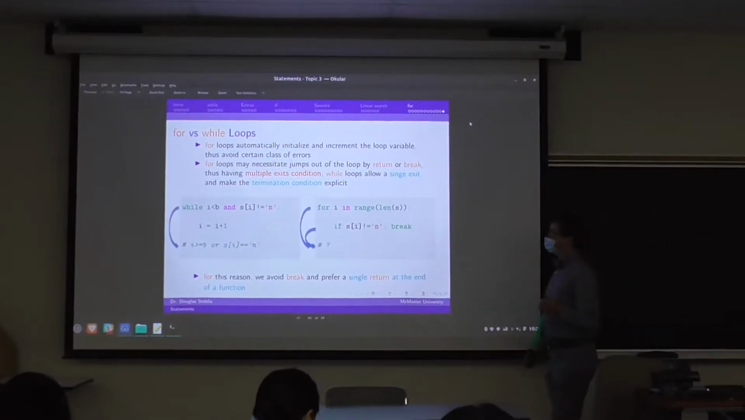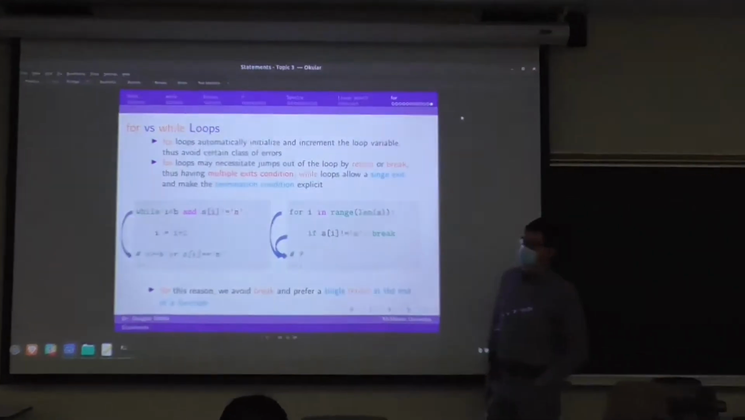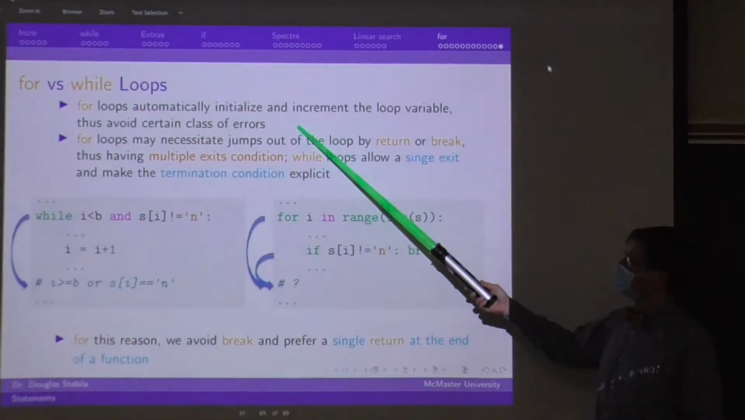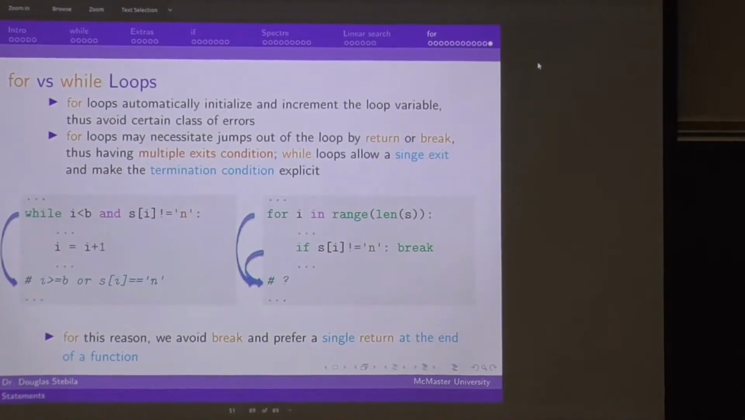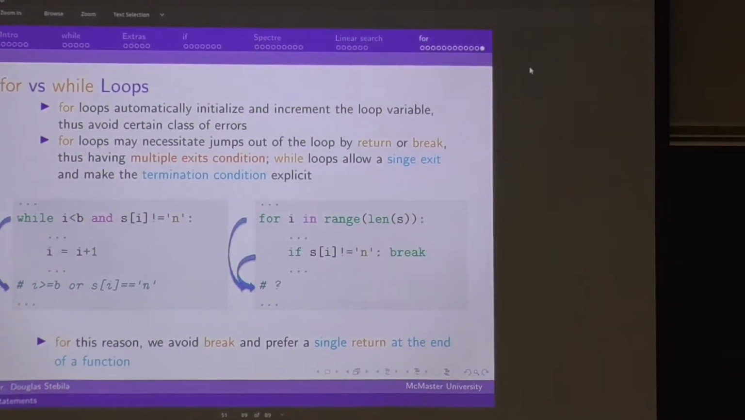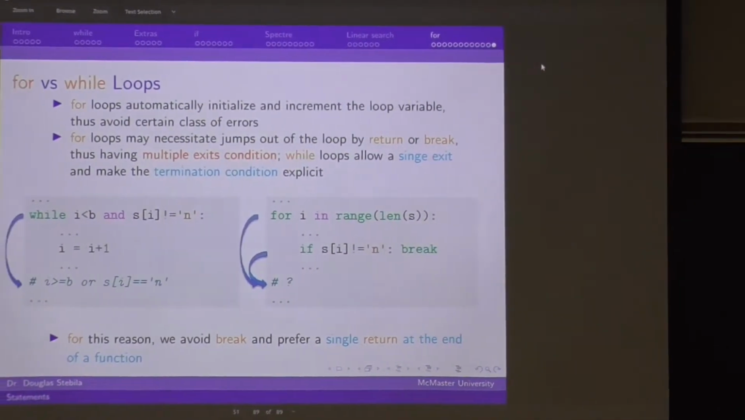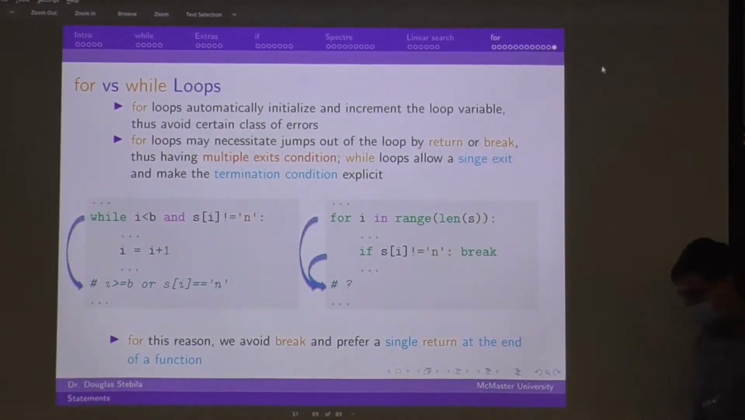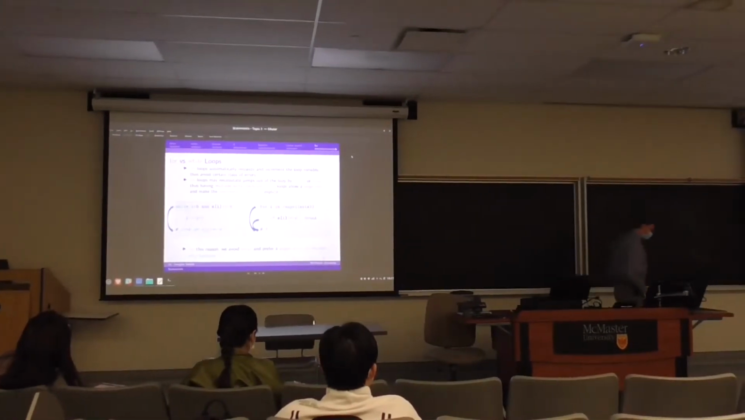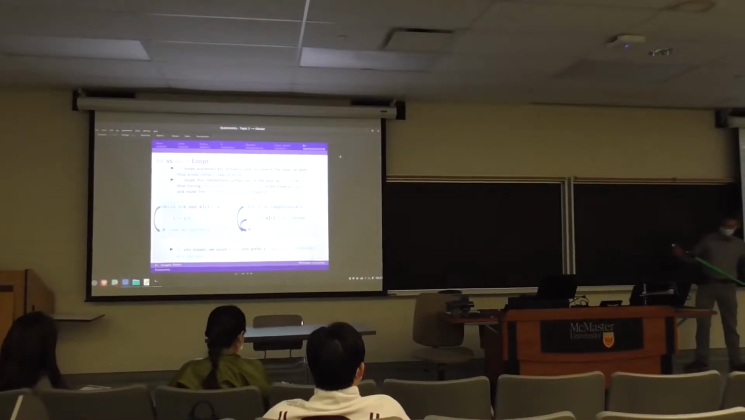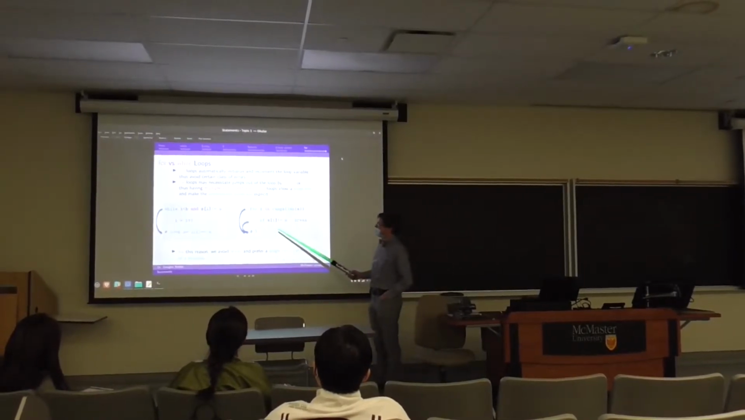I've already talked about this a lot, but just in summary, if we compare for loops and while loops, for loops automatically initialize and increment the loop variable, thus avoiding certain classes of errors. Programmers survived just fine before the invention of the for loop, but for loops make it somewhat easier. It's one of those little modern conveniences, shall we say.